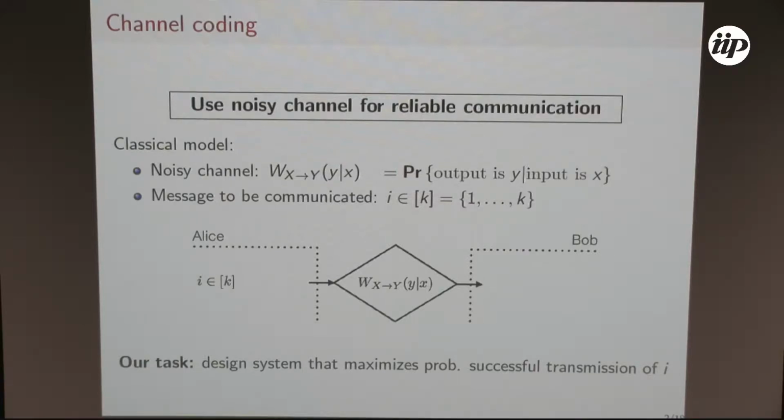My task is going to be to try to communicate some message. The message set is going to be the integers from 1 to k. So I want to send k different messages, labeled by i, from Alice to Bob, using as a resource this noisy channel. And our task as a system designer is to design a system that will allow us to do that in the best possible way.